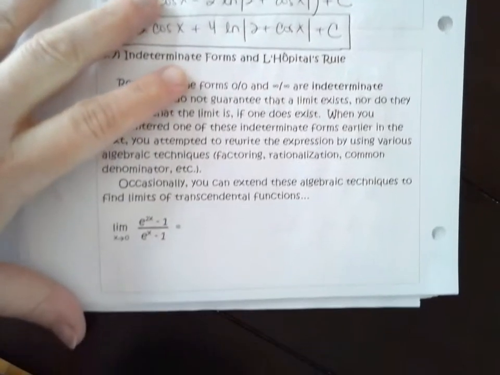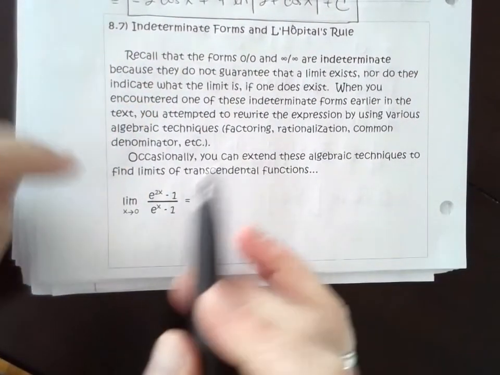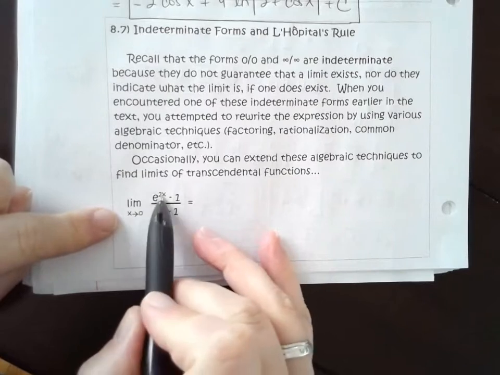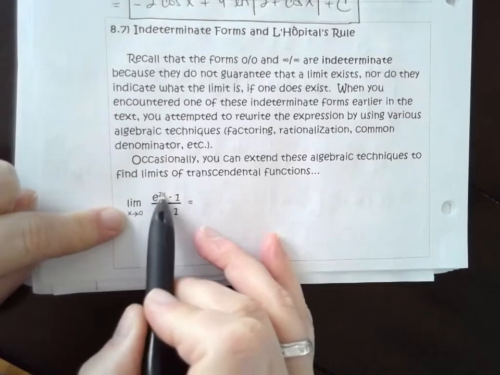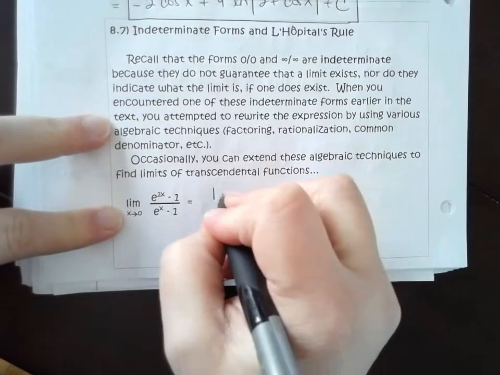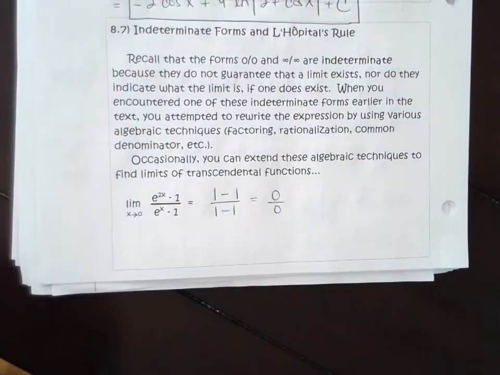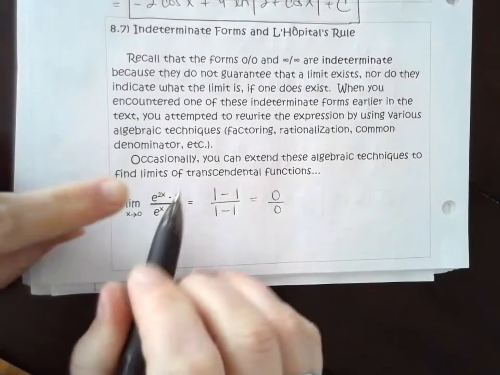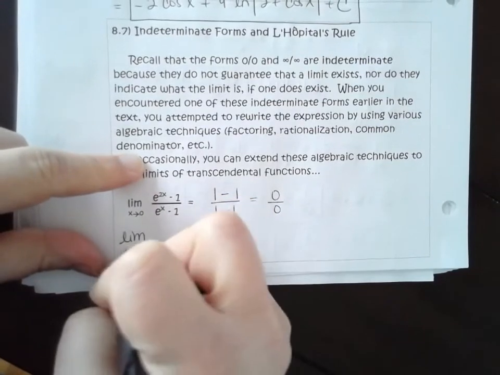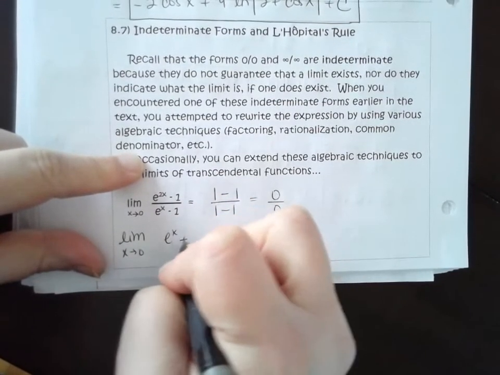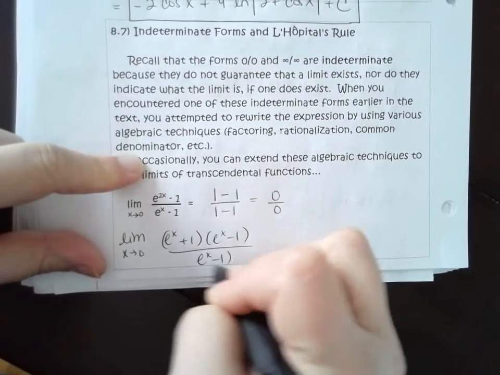Occasionally, you can extend these algebraic techniques to find limits of transcendental functions. So, if I plug in 0 to this numerator, or to this exponent, I get e to the 2 times 0, which is e to the 0, which is 1. And I end up with another issue, 0 over 0. Now this is a difference of perfect squares, so I could have looked at it as e to the x plus 1 times e to the x minus 1 over e to the x minus 1.